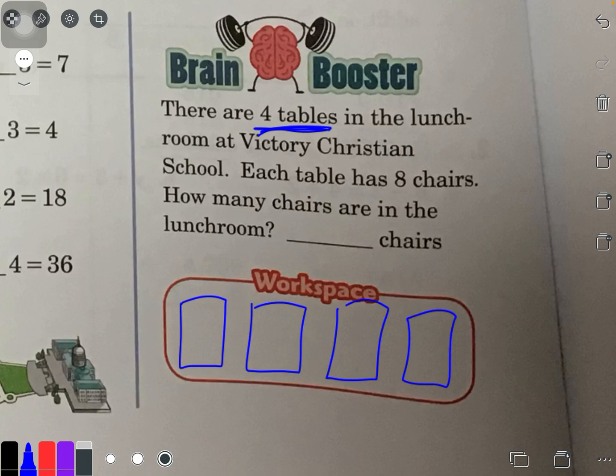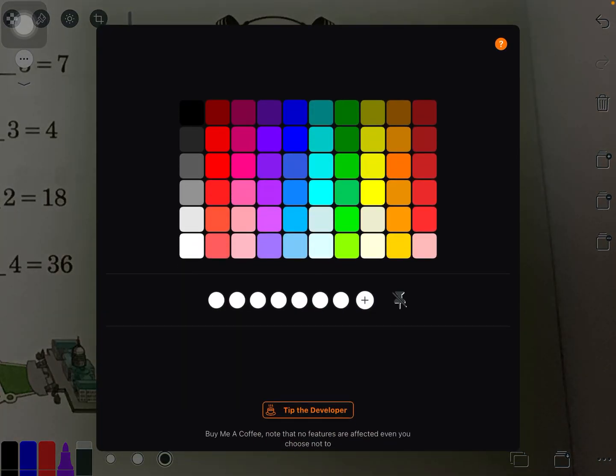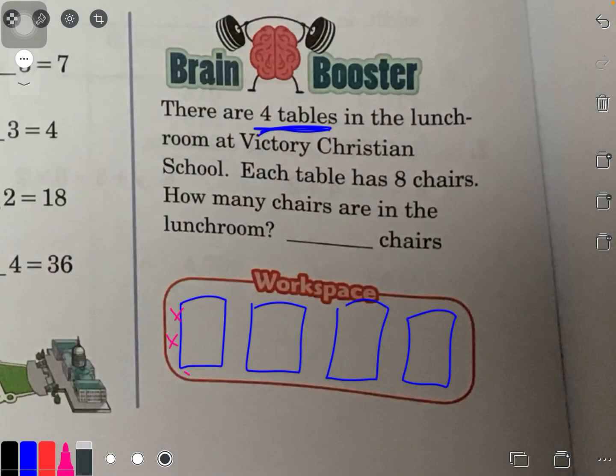Now, each table has 8 chairs. I'm not going to draw 8 chairs because that takes too much time. I don't have enough space to draw 8 chairs for 4 tables, so here's my shortcut. Ready for my shortcut? All right, let me just erase these chairs, by the way. Bye-bye. I'm just going to put the number 8 in the blank. This has 8 chairs. This has 8 chairs. Well, look at that. This also has 8 chairs, as well as this table.